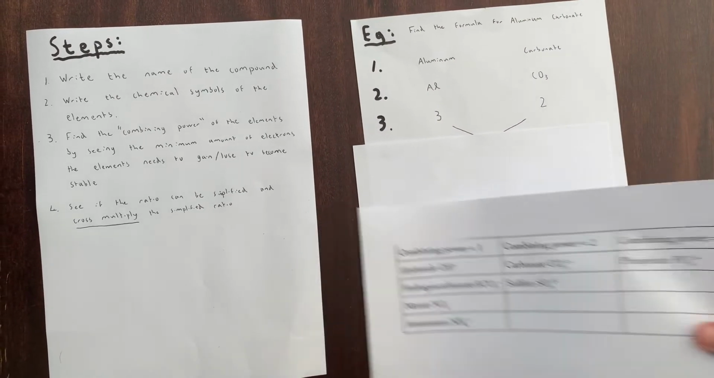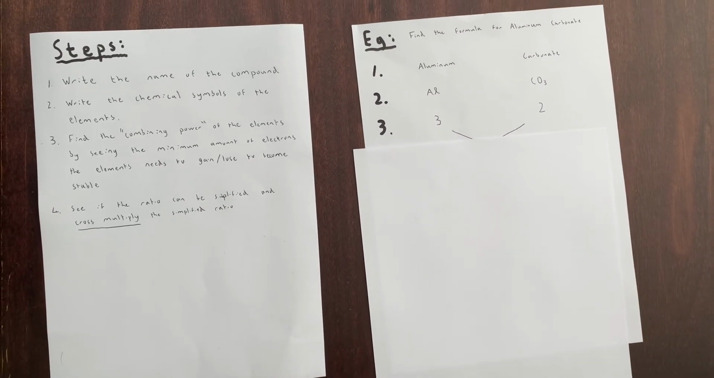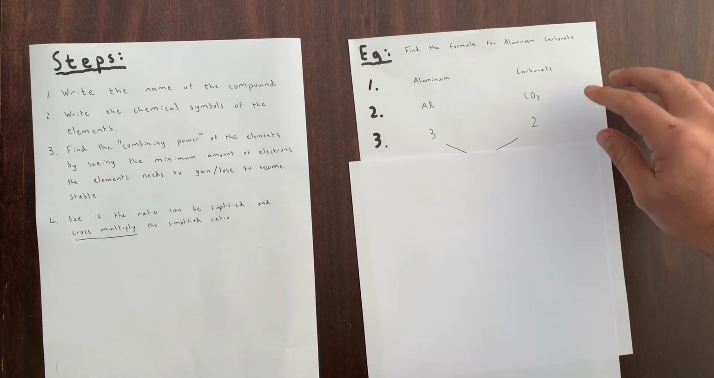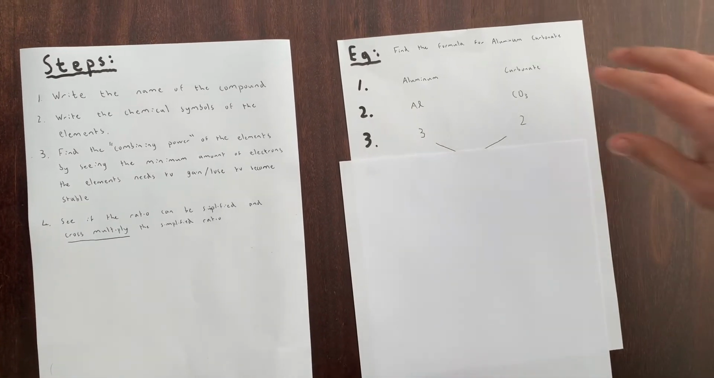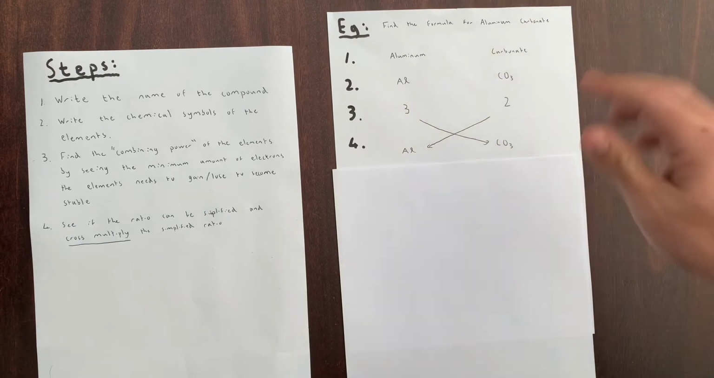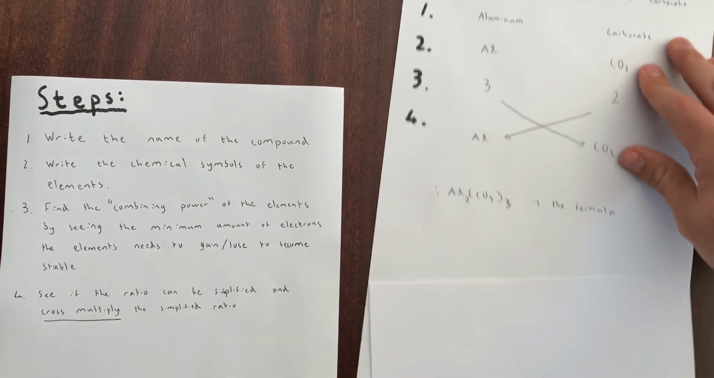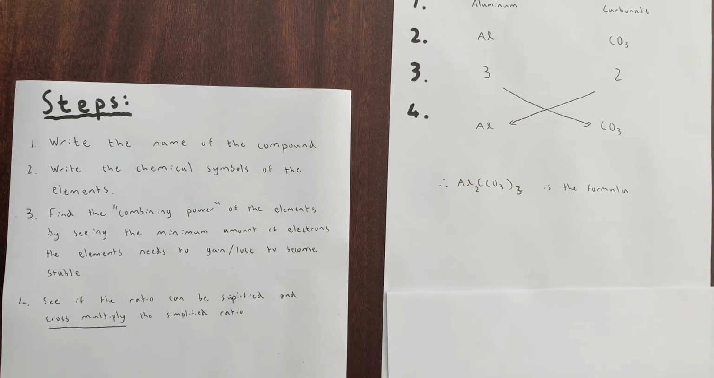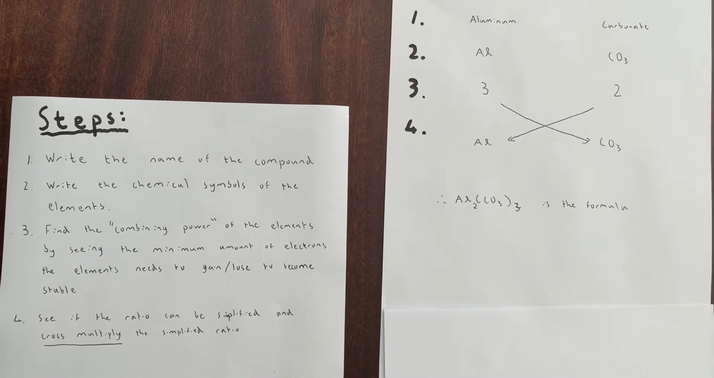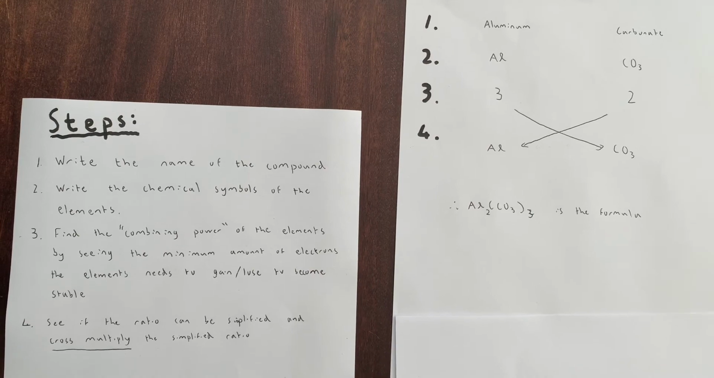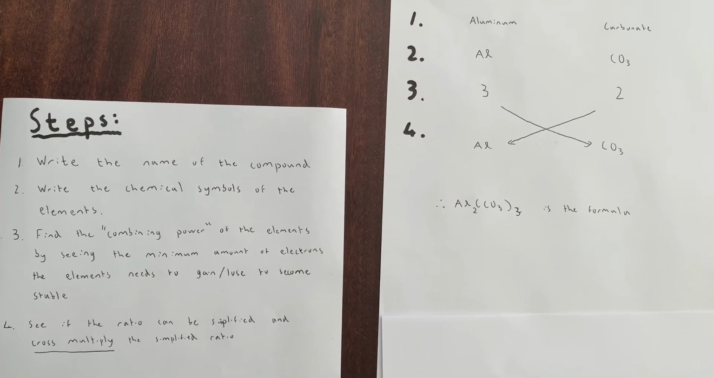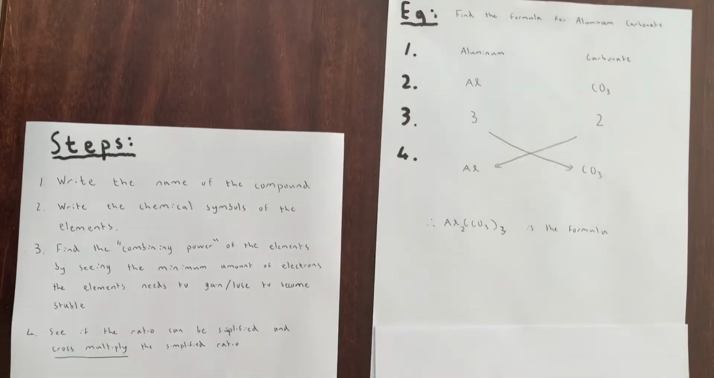Again, this ratio can't be simplified any further. 3 and 2 can't be simplified any further without involving fractions or getting bigger numbers. So we go straight to our next step, which is the cross multiplying. So we're going to take the 2 to aluminium and the 3 to carbonate. So then our formula for aluminium carbonate is Al2 CO3 in brackets 3. And this is the formula for aluminium carbonate.